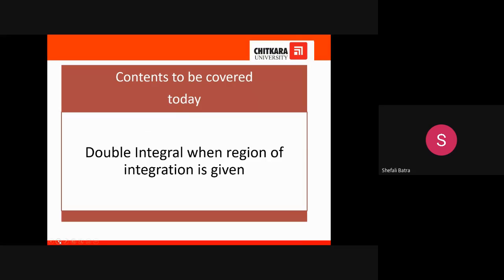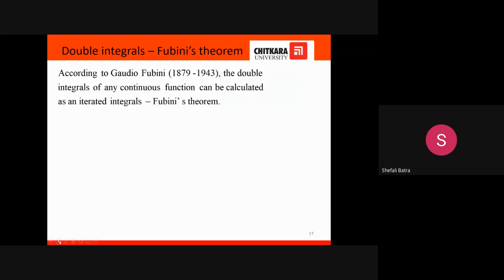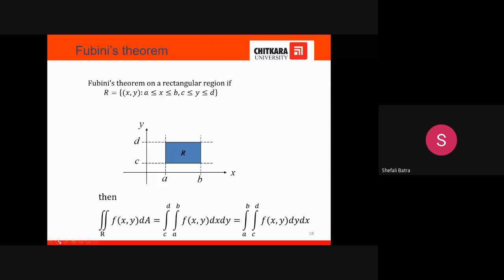So today we will be covering double integrals when the region of integration is given. In the previous class, we have done how to evaluate double integrals when limits are given, right? So, double integral, Fubini's theorem. According to Fubini, the double integral of any continuous function can be calculated as iterated integrals. Fubini's theorem, right? We have three parts of this Fubini theorem.